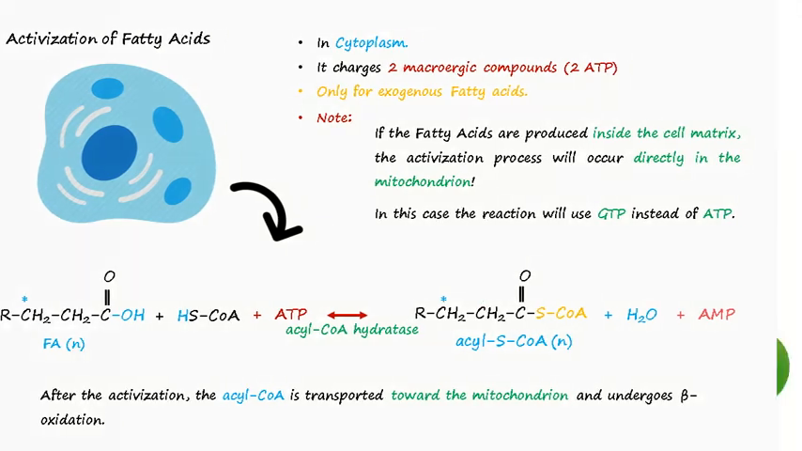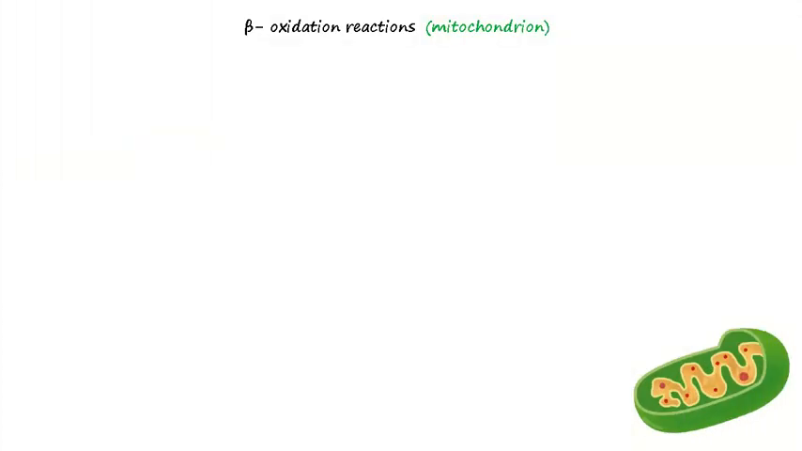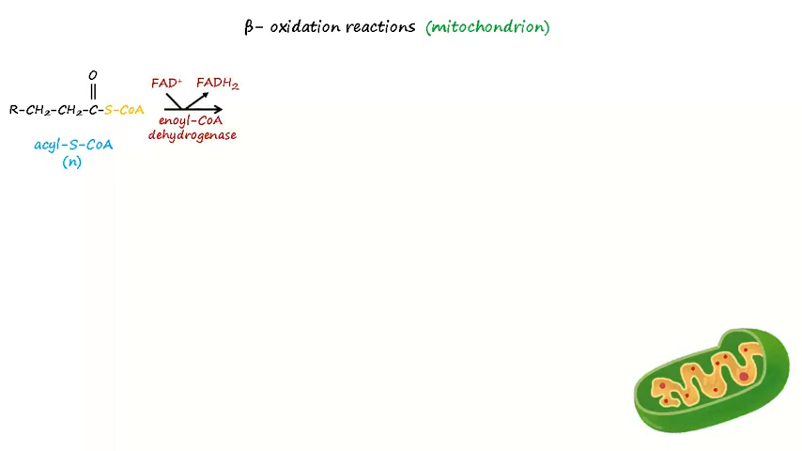The second step includes the beta oxidation reaction cycles. The activated fatty acid, acyl-CoA, enters the reaction and with the help of FAD coenzyme and a dehydrogenase enzyme, provides a double bond at the beta carbon position. The substance will be delta-enoyl-CoA.